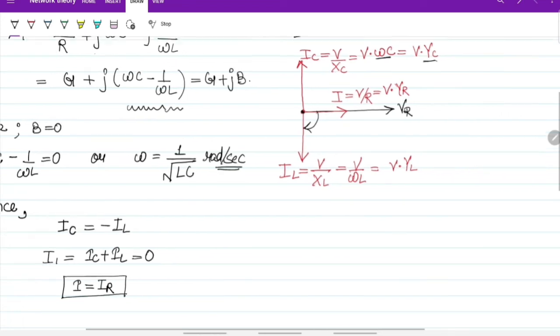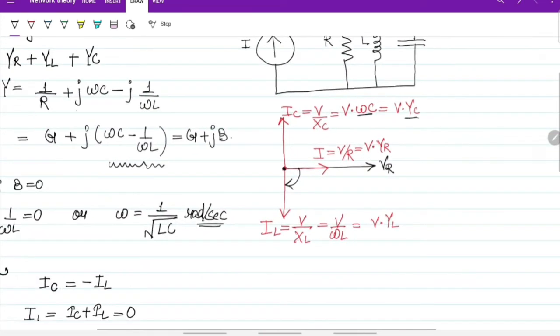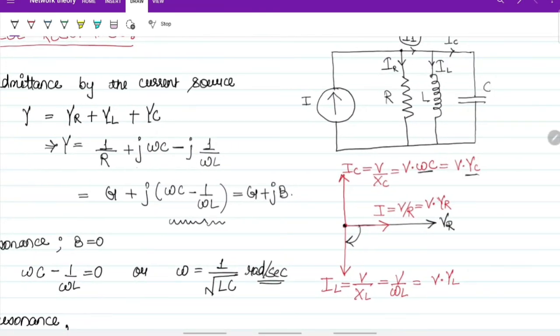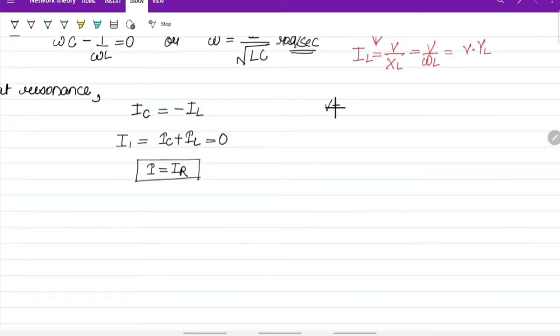Now initially, what was the voltage across this? The voltage will be equal to I divided by the admittance, which is equal to I divided by G plus jB. If B is equal to 0, the overall value of this will decrease, and if this value decreases, the value of voltage will reach its maximum value.